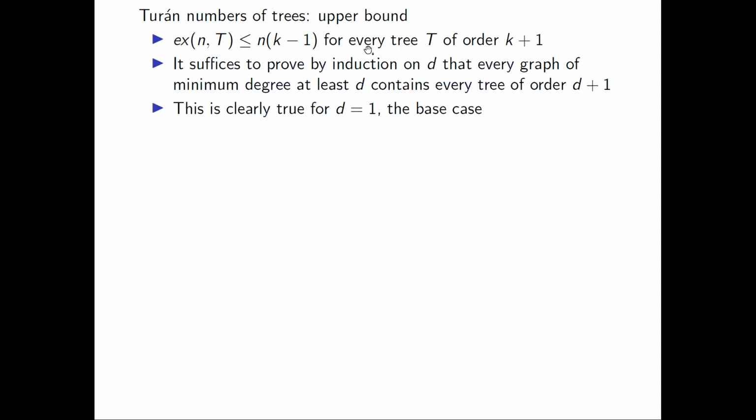And we see that every graph of minimum degree at least D, where D equals 1, so if it has minimum degree at least 1, that means that all of the vertices must have a neighbor. So if D equals 1, that implies min degree is greater than or equal to 1, which implies that there is a copy of P2, and P2 is the only tree of order 2. So we get the base case.